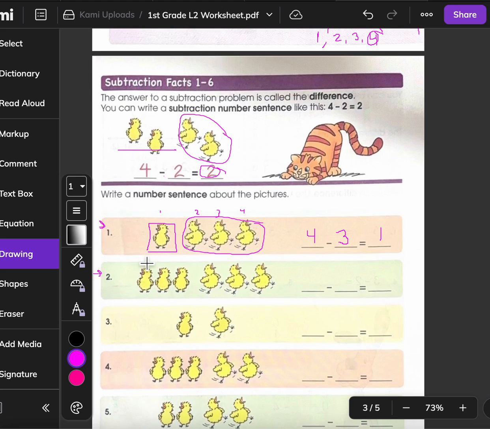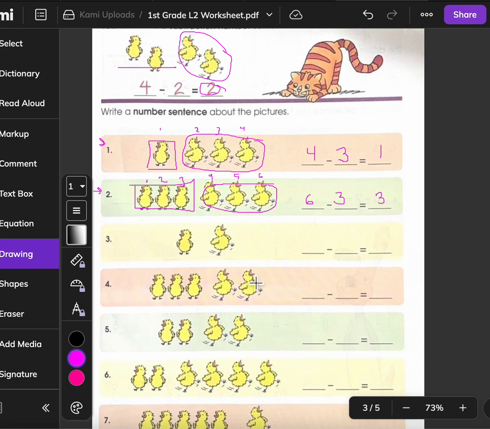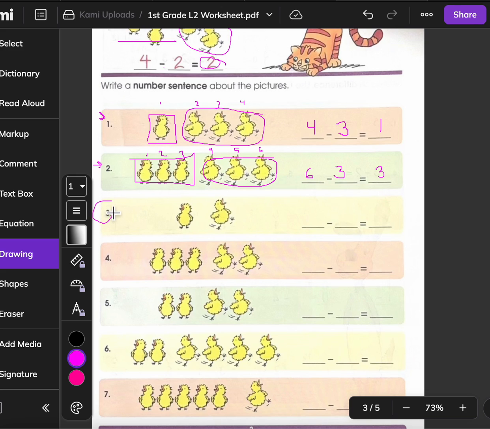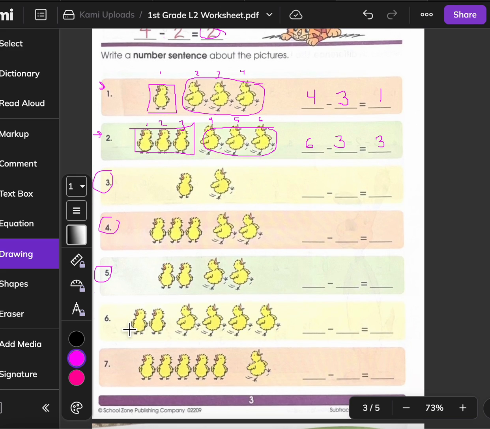Same thing, number 2. We have 1, 2, 3, 4, 5, and 6 ducks. So that's our number here. 3 ducks are running away. So we're going to subtract 3 from 6. And how many ducks are left? Well, 3 ducks are left. So the answer is 3. This is pretty self-explanatory, so I'm going to let you do 3, 4, and 5 on your own. I'll do 6 and 7 with you.